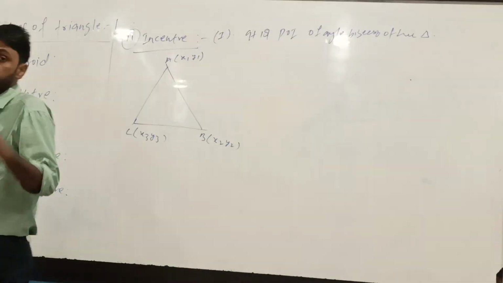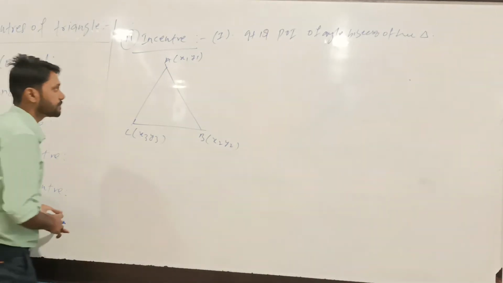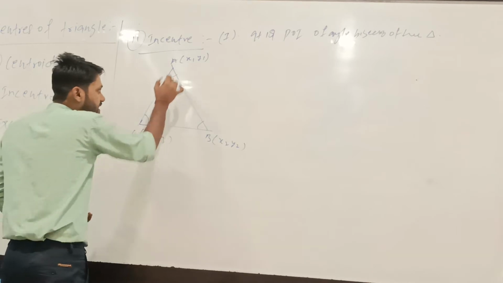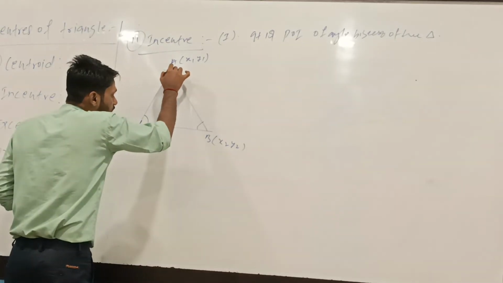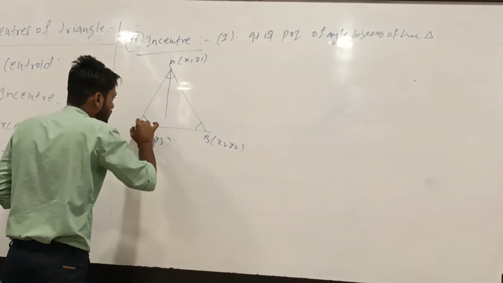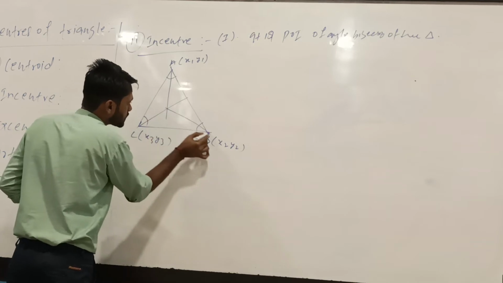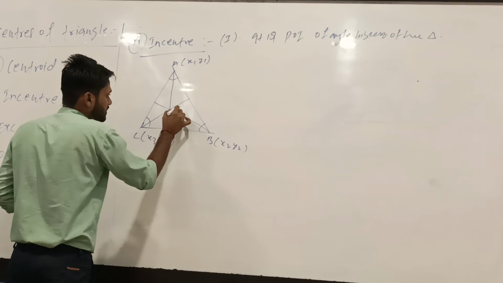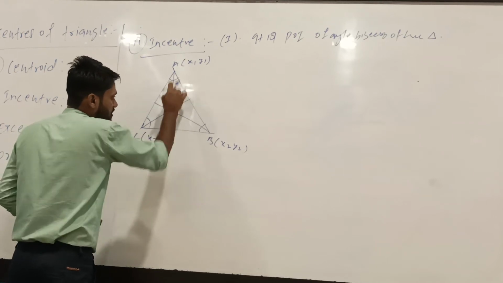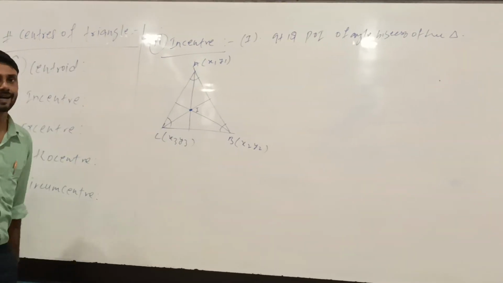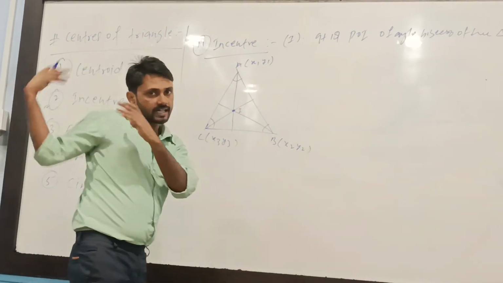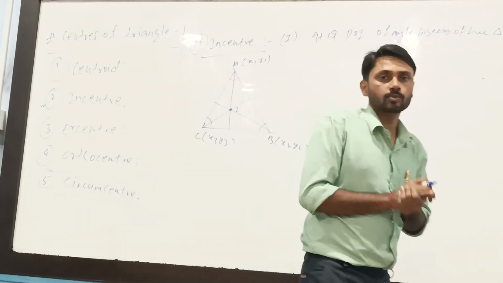What does angle bisector mean? See, angle bisector simply means this angle given here is being divided into equal parts. This is called an angle bisector. This is the point of intersection of the angle bisectors, and this is called I. This is called the incenter.